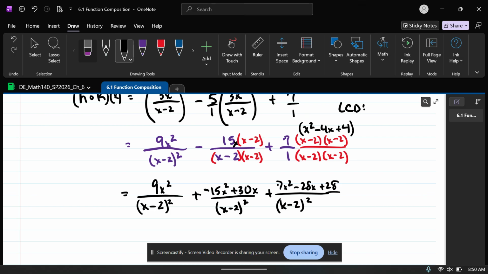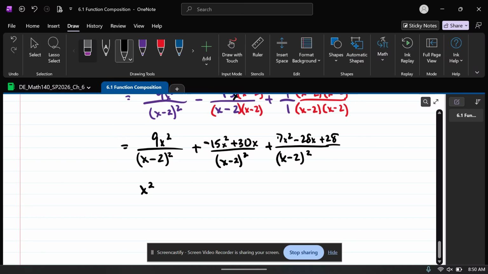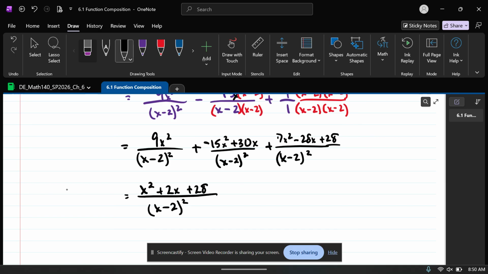Put the top together, like terms. We've got a 9x squared, a negative 15x squared, and a 7x squared. 9 and 7 would be 16. Negative 15 would be 1x squared. We got a positive 30x and a negative 28x. It'd be plus 2x. We got a 28. And then on the bottom, we have x minus 2 squared. There is my h composed with k.